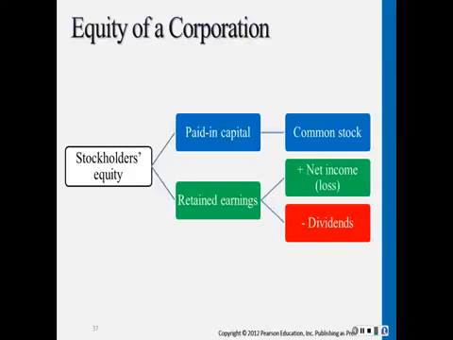After earning net income, the business may pay dividends, a third type of transaction that affects retained earnings. Dividends are distributions, usually of cash, to stockholders. Dividends are not expenses.